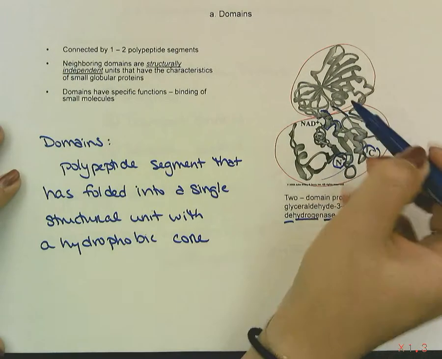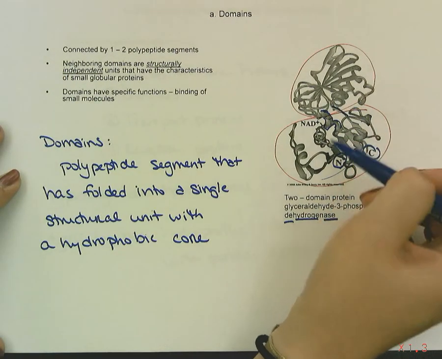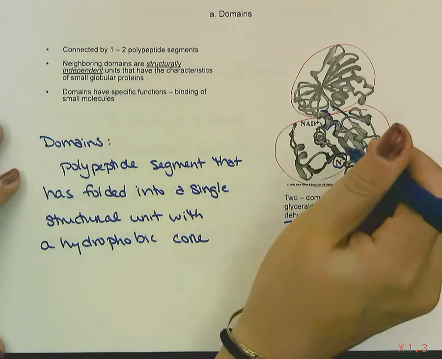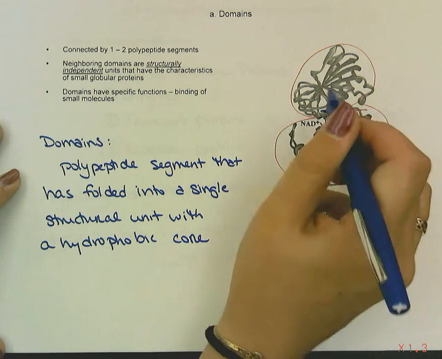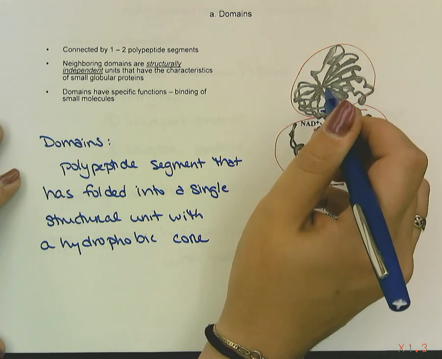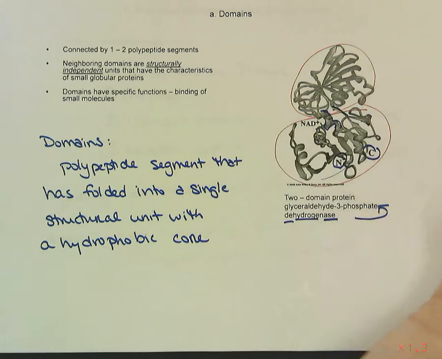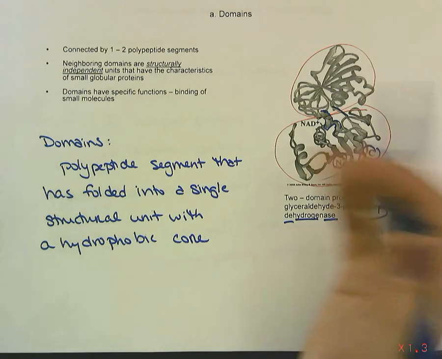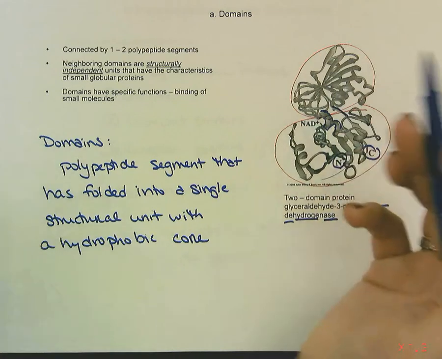Neighboring domains, meaning two domains that are next door to each other, are structurally independent, which means the way this one folded up did not affect the way that one folded up. If you're looking at its primary structure, it's just a long chain of amino acids, and this part folded up to get all the hydrophobics on the inside, and this one folded up to get all the hydrophobics on the inside.